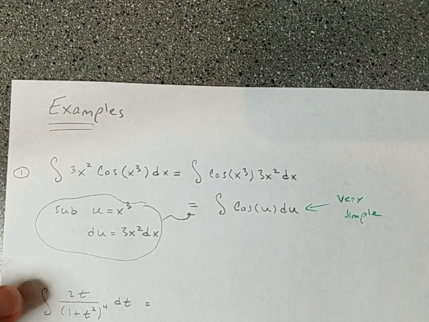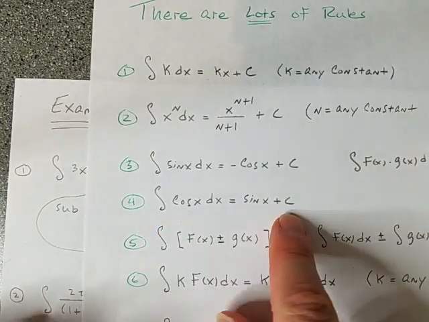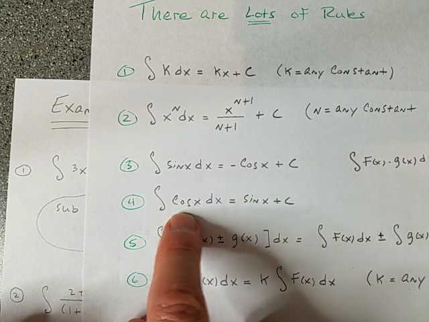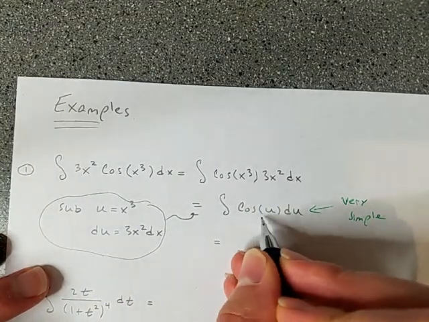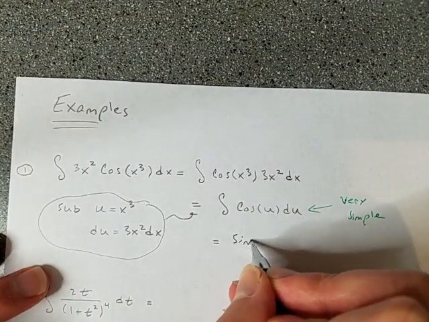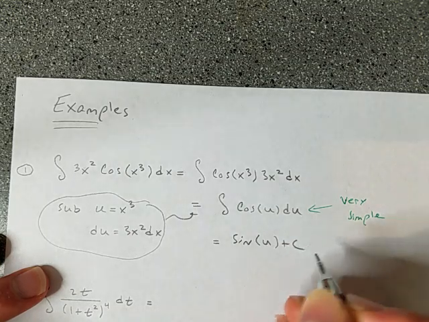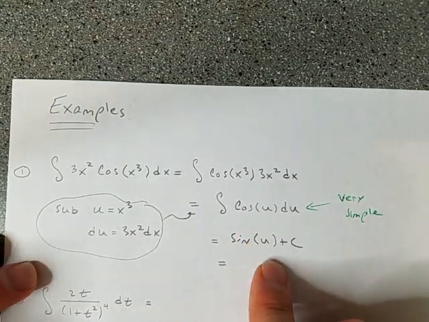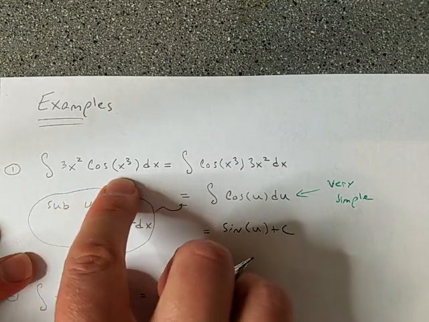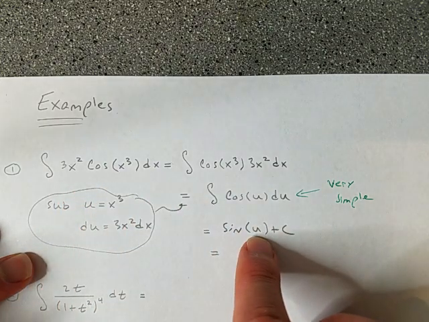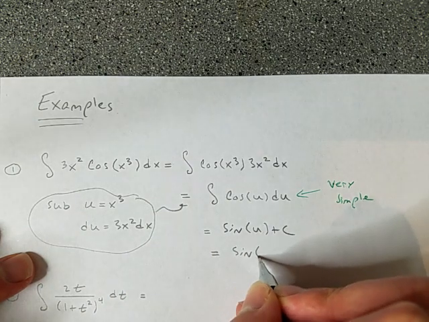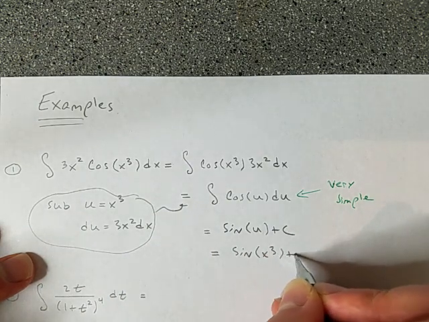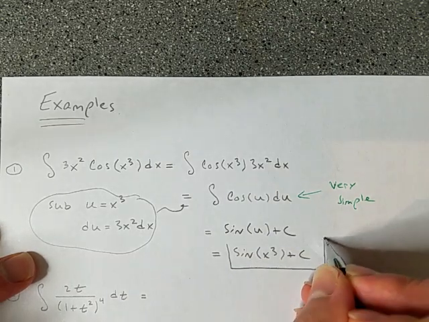And here's what I mean by very simple. I've got a rule for it. Right there. Antiderivative of cosine x dx is sine x plus c. Okay, now that we're at this point, what's the antiderivative of cosine u du? It's sine u plus c. And to put our answer back in terms of the original variable we started with, I will substitute that u back as x to the 3rd power. So this is going to be sine of x to the 3rd power plus c. Okay, and then that's our answer.